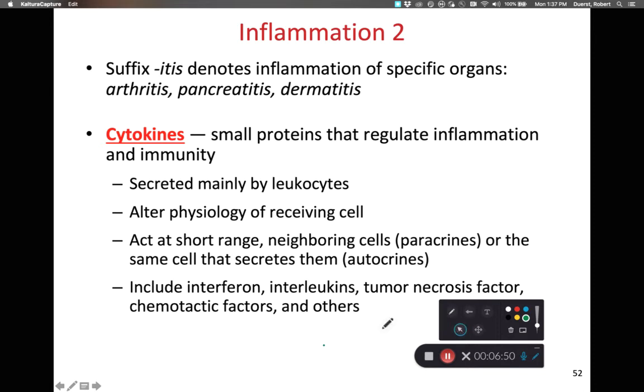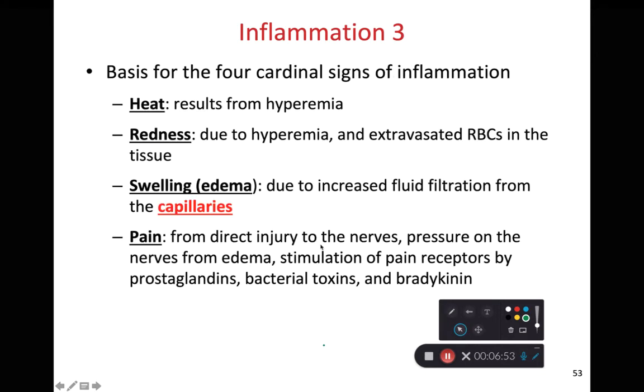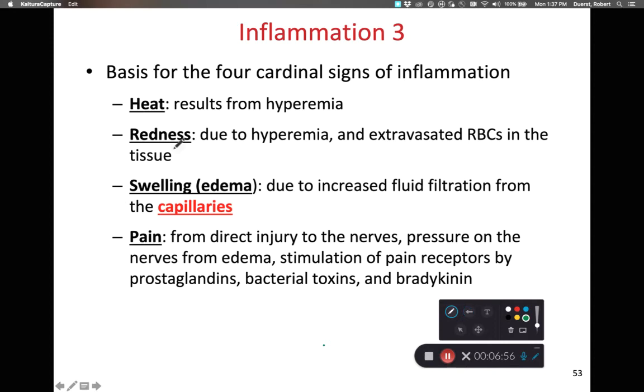Let me check here. I could have sworn I had. Here we go. We're going to skip a slide. I'll come back to that last one.